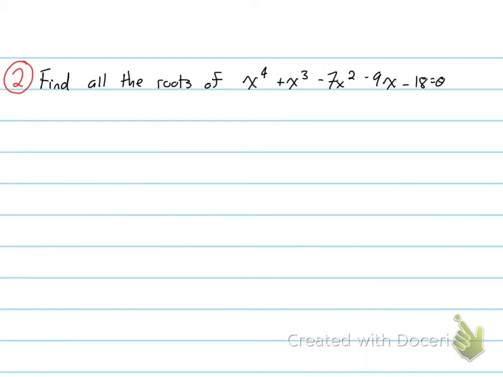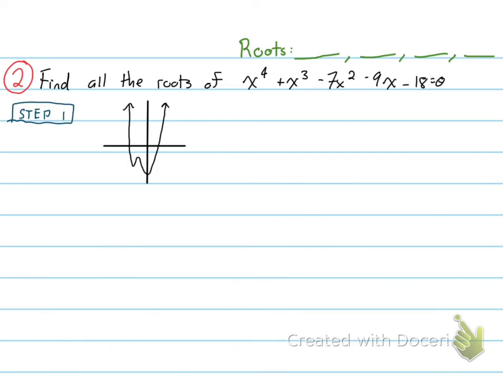Here I want to find all the roots of x to the 4th power plus x cubed minus 7x squared minus 9x minus 18 equals 0. So here, since I have x to the 4th power, I know I'm going to have 4 roots. Again, I'm going to start by graphing this equation, seeing if I have any rational roots. Here when I graph it, I get something that looks like this, and I have roots at negative 3 and positive 3. And I'm going to use these in step 2 as I synthetically divide.